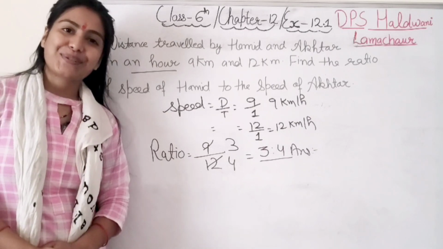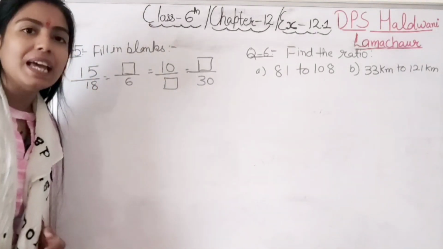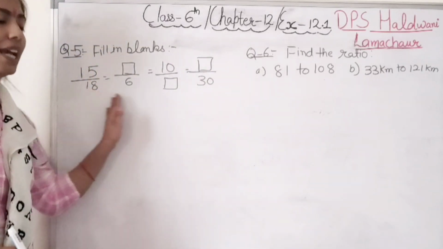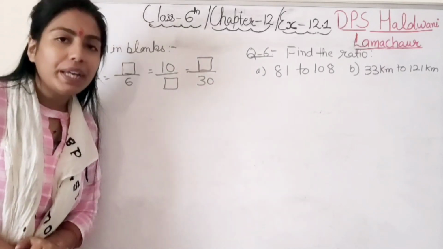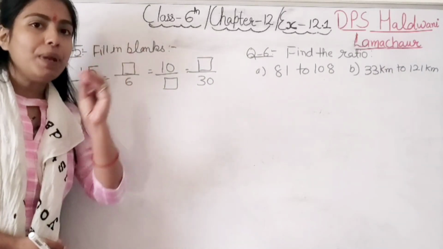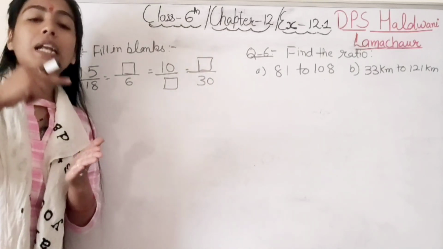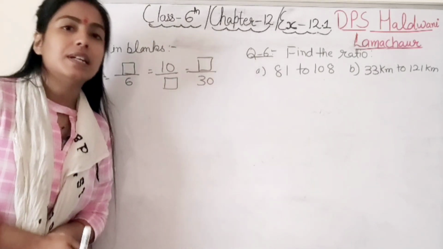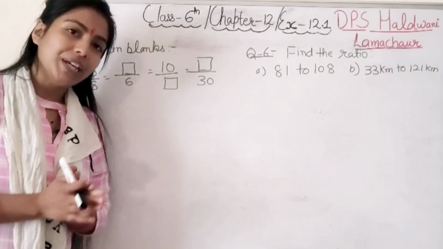Now coming to our next question, question number 5. Fill in the blanks and tell whether they are equivalent ratios or not. Equivalent, student, what do you mean by equivalent? First, that you multiply or divide with the same number, and second, that when you reduce into lowest term, it will be with the same number only. That's it. Okay, so let's start.